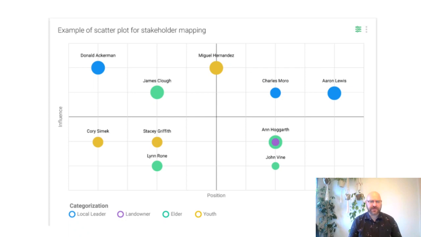The categorizations are local leaders, landowners, elders, and the youth. And you can see how they are being positioned in terms of influence, but then in terms of position, which is power. So they've shifted the diagram slightly different. And they've positioned the people in terms of where they are situated, right? In terms of high, low, position, and power.